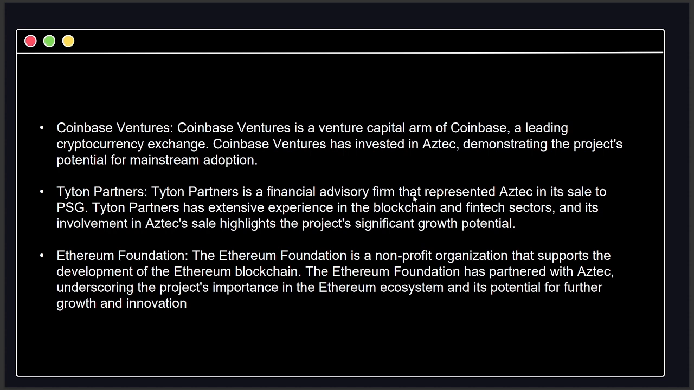You also have Ethereum Foundation. As we discussed, Aztec plays a key role in the Ethereum ecosystem. So, a non-profit organization, Ethereum Foundation, supported the development of the Ethereum blockchain and also provided important partnership to the Aztec project, underscoring the project's importance in the Ethereum ecosystem and the potential for further growth and innovation. These investments and partnerships demonstrate the strong confidence that the Web3 community has in Aztec's technology, team, and vision for the future of privacy preserving decentralized applications.